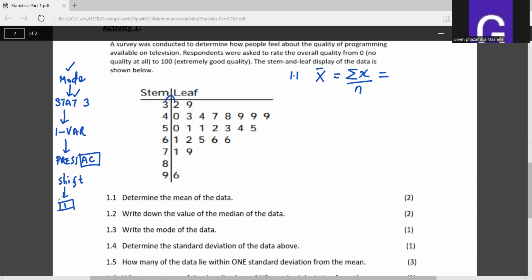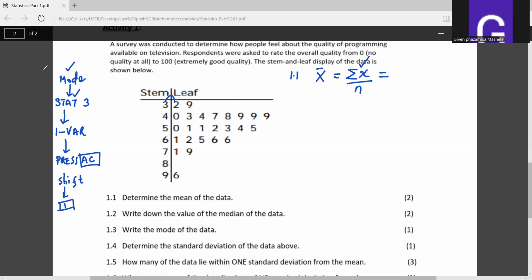So you press Shift and 1. After pressing Shift 1, it will have 6 options. Number 1 is the type. Number 2 is the type of the data that we have inserted. Number 3 is the sum. Now we want the sum because we want to get the sum of X here, so we press 3 for sum.